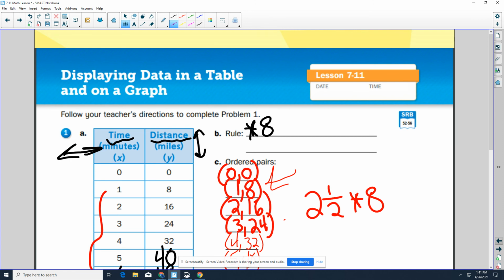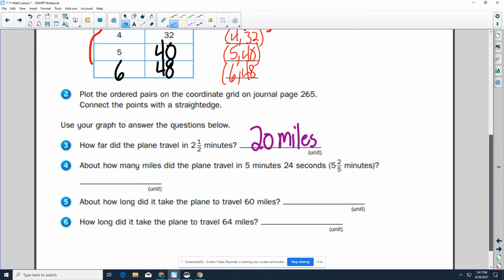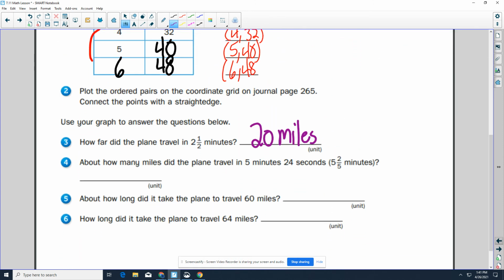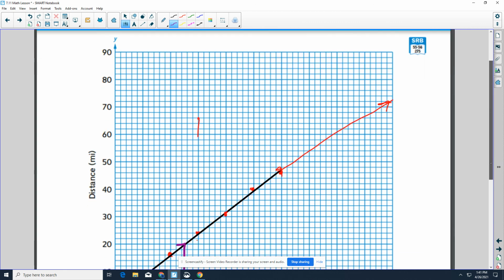Now, I'm going to let you do number 4 on your own. So 5 and 2/5. And remember, between each minute there, one little box represents 1/5. So you would count over 2 and then go up. But let's look at 5. That one's backwards. They're actually asking you about how long. So they're asking for the time. Now, how long did it take the plane to travel 60 miles?